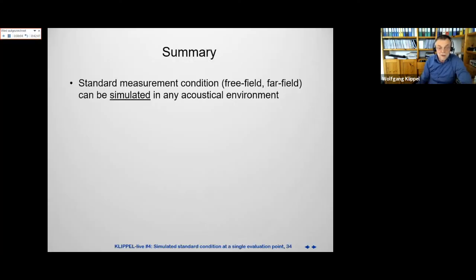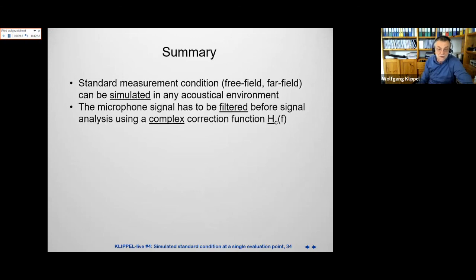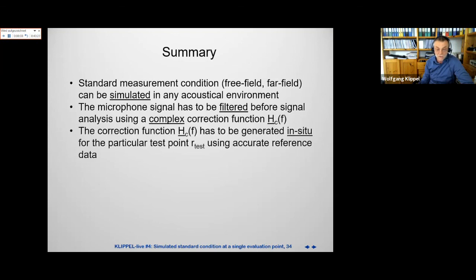I have spoken about that. That means optimal standard measurement conditions can be simulated, and there might be a difference between the measurement point and evaluation point. We can always do that by filtering the microphone signal. That should be a complex transfer function because we are fixing not only the amplitude problems, but also the phase problems. That's important for nonlinear analysis of the distortion.